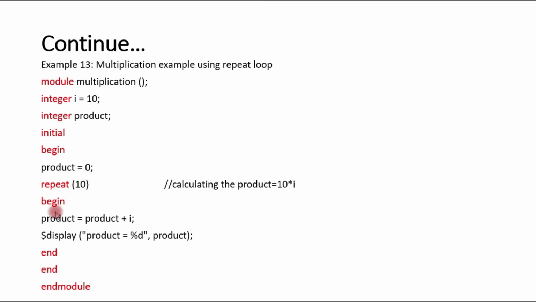So it simply shows a multiplication operation. Initially product is 0, so product is 0 plus I. I is initially 10. Product for the first iteration will be 10. In the next case, product is 10 plus I, which is 10, so 20. This loop will be executed 10 times, and the final product will be 10, 20, 30, 40, 50, 60, 70, 80, 90 and 100.